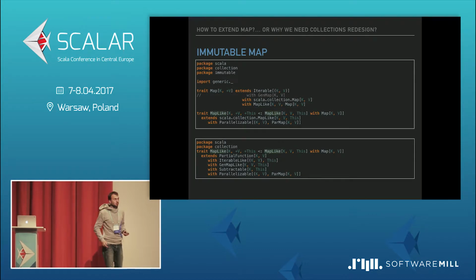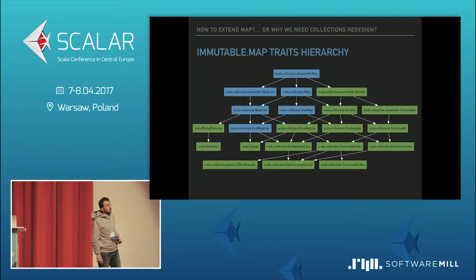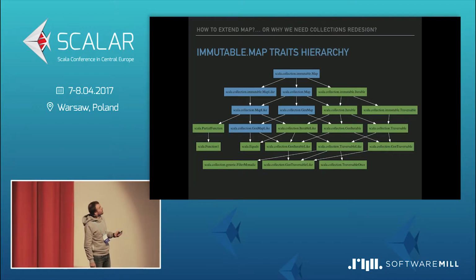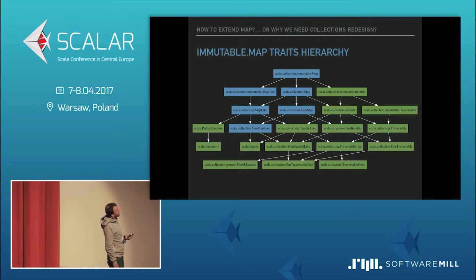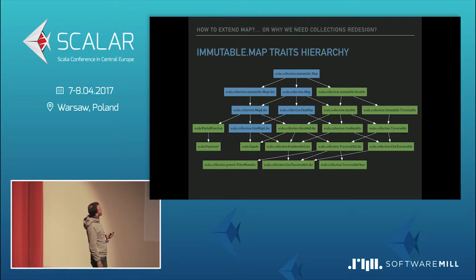Or let's look at it from a different perspective. So we have scala.collection.immutable.Map, scala.collection.immutable.MapLike, scala.collection.Map, and here the arrows are the inheritance. scala.collection.MapLike, scala.collection.GenMapLike, scala.collection.GenIterableLike, Scala, oh no.